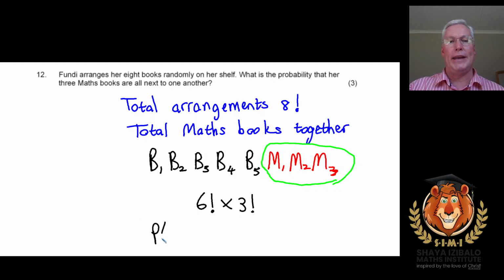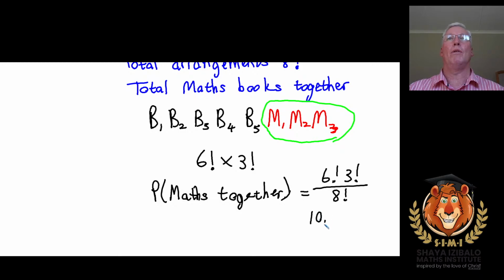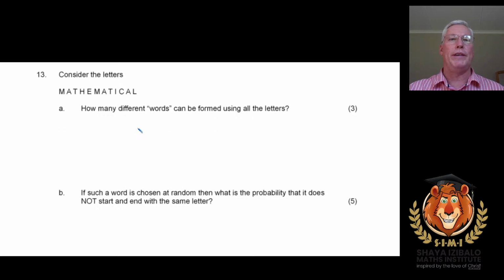So the probability that the maths books are together, again using that little formula, is the number of ways that it can happen, which is 6 factorial times 3 factorial, divided by the total sample space, which is 8 factorial, and we get a final answer of 10.71%. Okay, right. Onwards and upwards to question number 13.